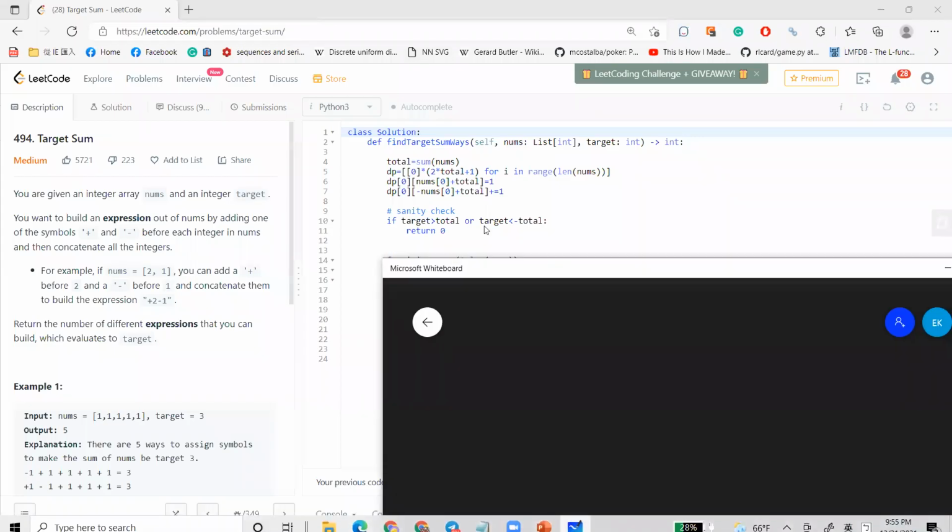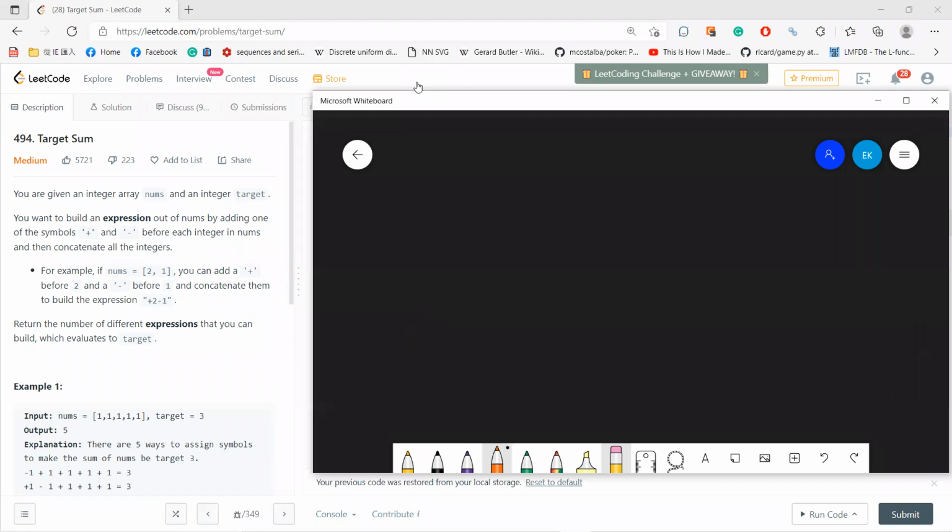Hey guys. So let's solve this 494 Target Sum. I think this problem is interesting. So basically you get nums and a target, and then you can build an expression out of nums by adding one symbol, plus or minus, before each integer, and then concatenating all the integers.